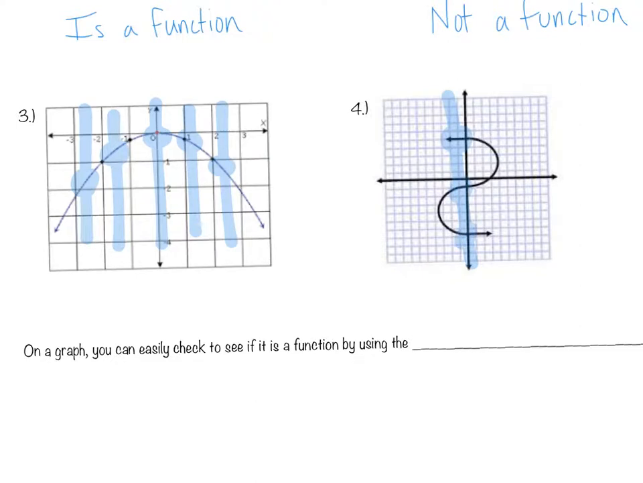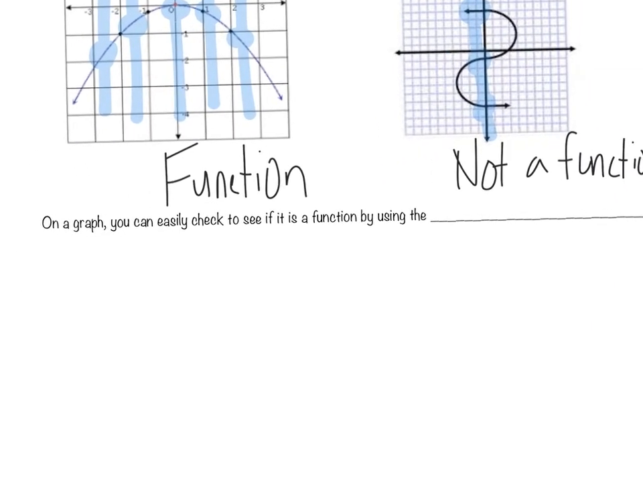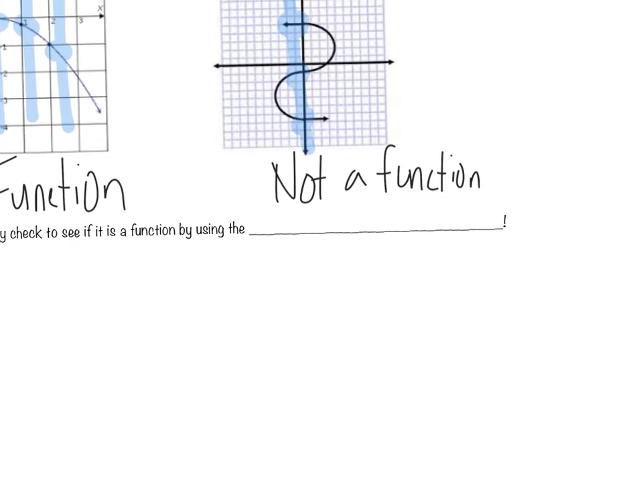So this right here would be a function, whereas this one here is not a function. So on a graph, you can easily check, see if it is a function by using the vertical line test. Let's look at the next page.